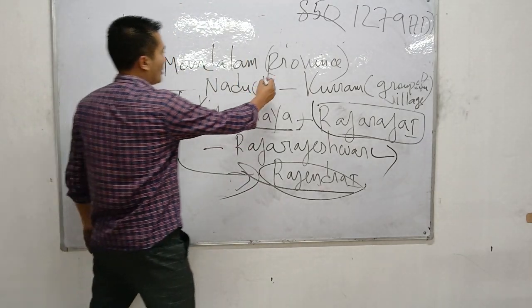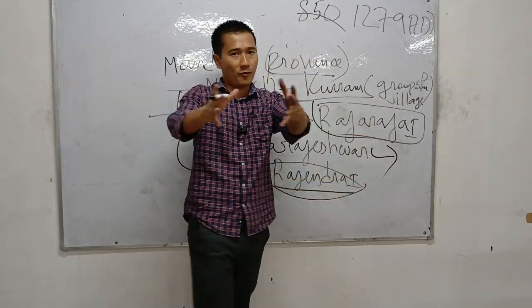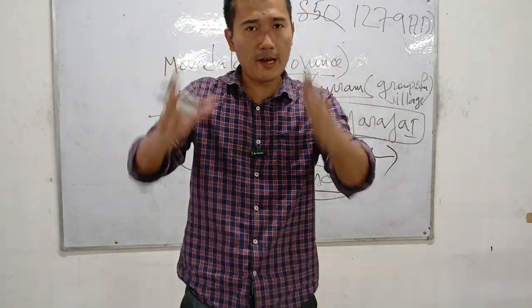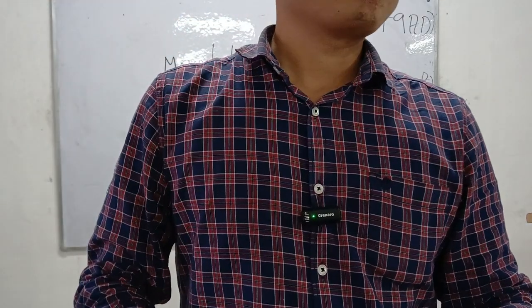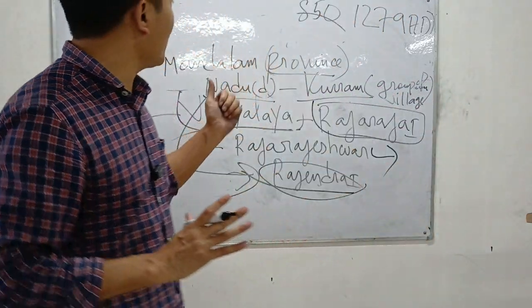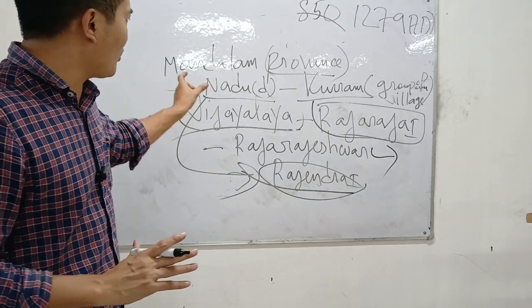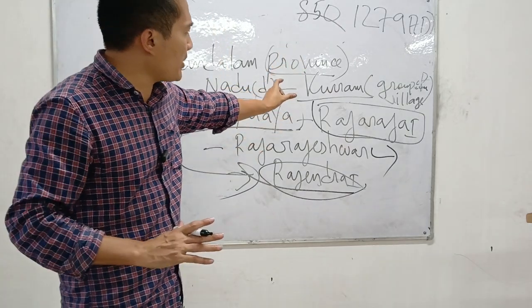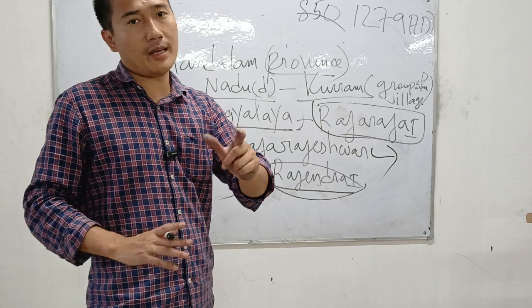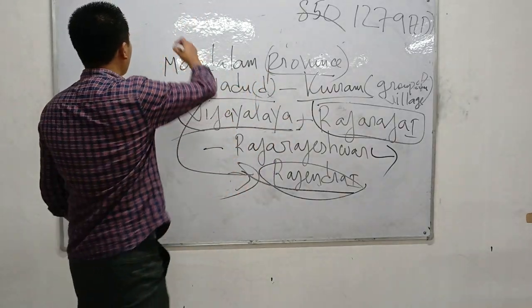Mandala means province, Nadu means district, Pura means a group of villages. Please write it down. During the reign of the Cholas, this is important. Mandala means the province, the states, Nadu means the district, and Pura means a group of villages. Please write it down.